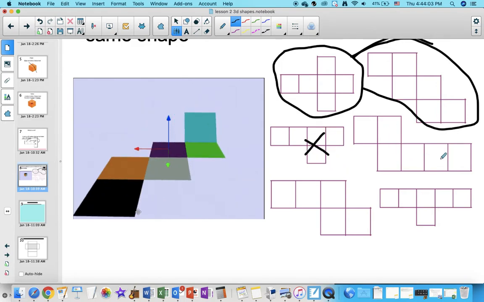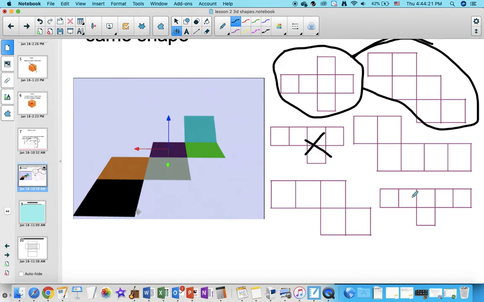1, 2, 3, 4, 5, 6. Oh, this one has 6. So should it work? Well, if you fold this up, then this up, then this up, then this up, you have a leftover side, or leftover face, right? So this one wouldn't work. This one has 1, 2, 3, 4, 5 out of the 6, so that wouldn't work.